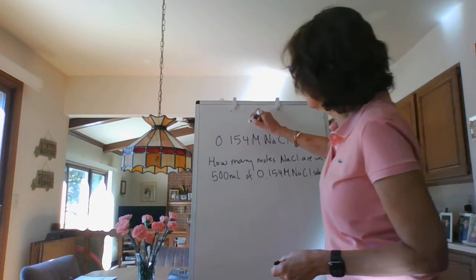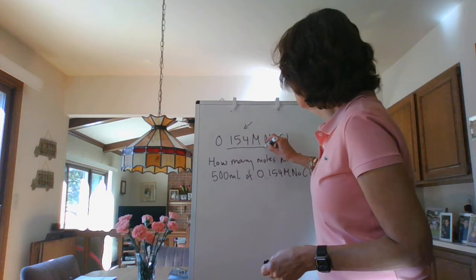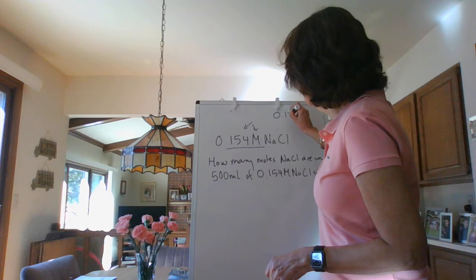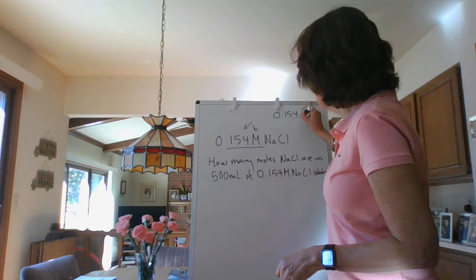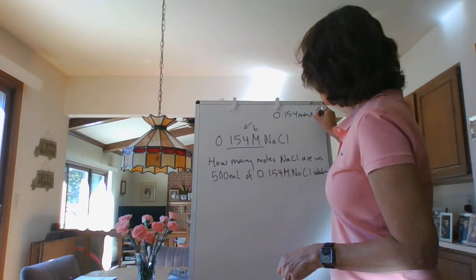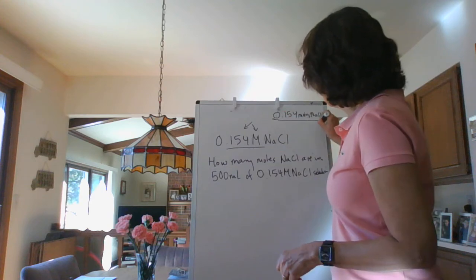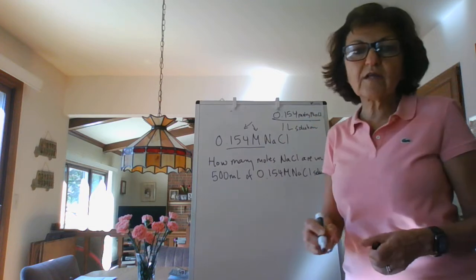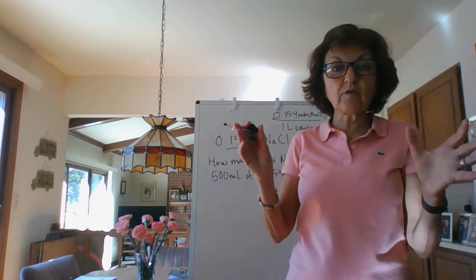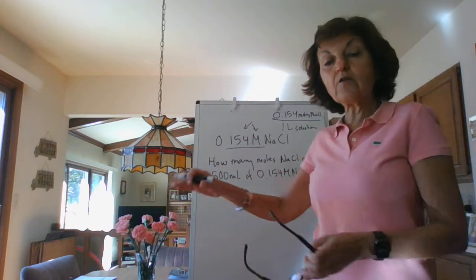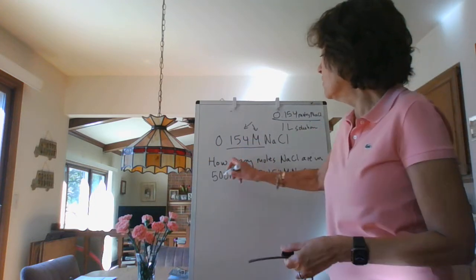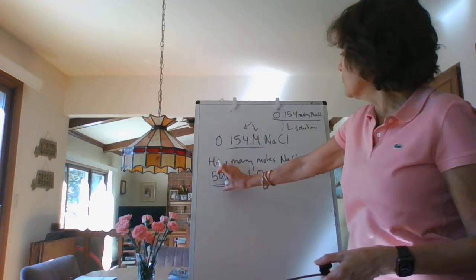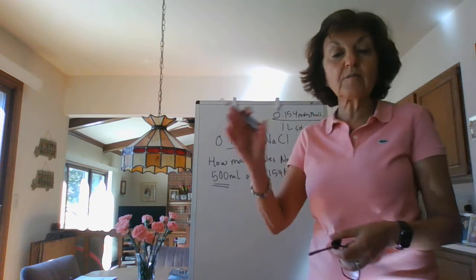All right, so what I was telling you earlier, the minute you see molarity, you change that capital M and you turn it into moles per liter. So it's 0.154 moles of sodium chloride per 1 liter of solution. Okay, so that's what you do immediately when you are given molarity. All right, and then you leave it alone. And then you see what other piece of information they've given you. 500 mL. So we're going to use molarity as a conversion factor to convert between volume and moles.